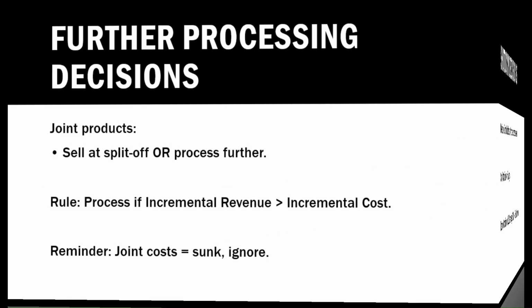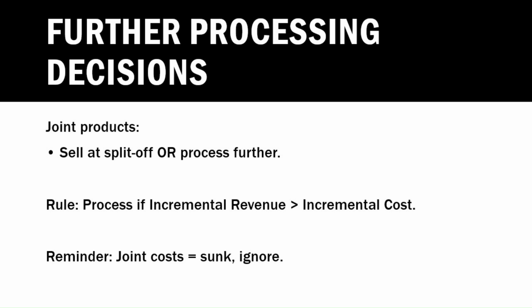Further processing of joint products. In joint products, costs up to the split-off point are sunk. The decision to process further depends only on incremental revenue versus incremental cost. If incremental revenue is greater than incremental cost, process further. If not, sell it at split-off. Never apportion joint costs into this decision.